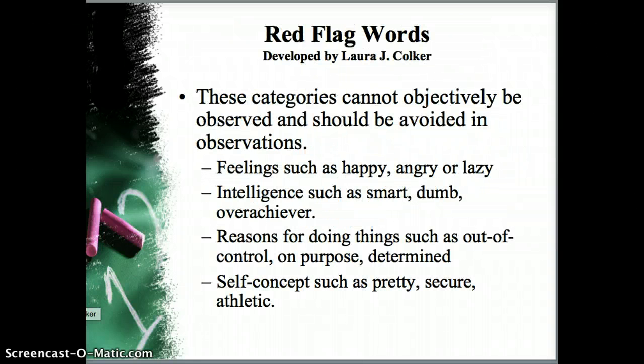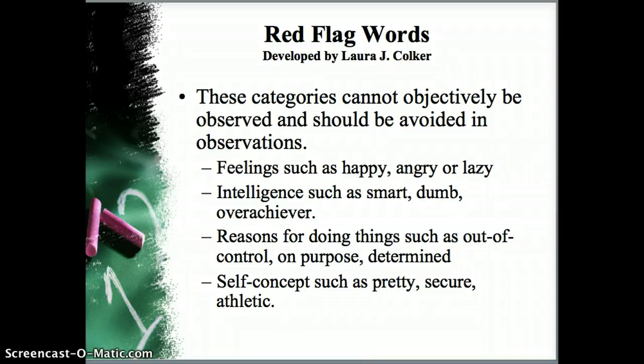Now, there are many words and phrases that make an observation subjective. Laura J. Colker developed a very good strategy for finding out red flag words that shouldn't be used in observations. The categories she came up with cannot objectively be observed, and we really need to avoid using them in the observations. The first one is feelings, such as happy, lazy, or angry. I always tell people when I'm training them on writing observations, there's something physically the child is doing that makes you want to put that feeling tag on. So instead of saying that they're happy, write specifically they had a smile on their face.